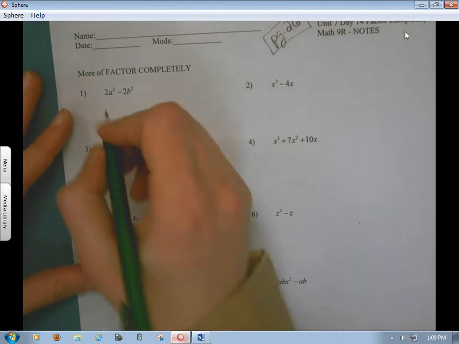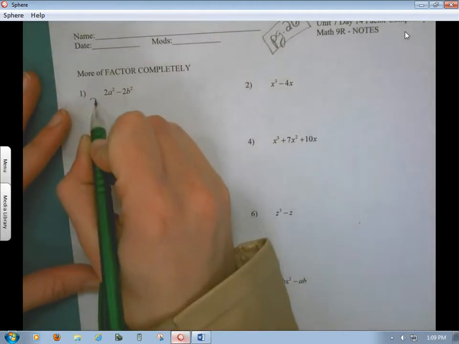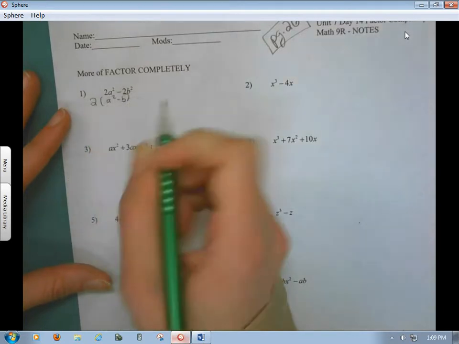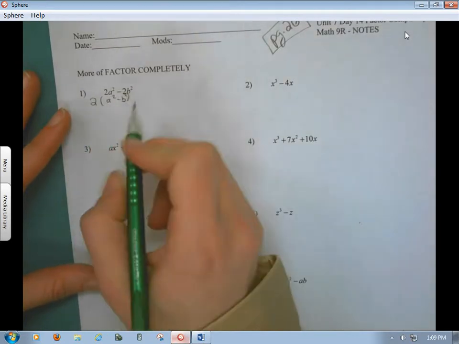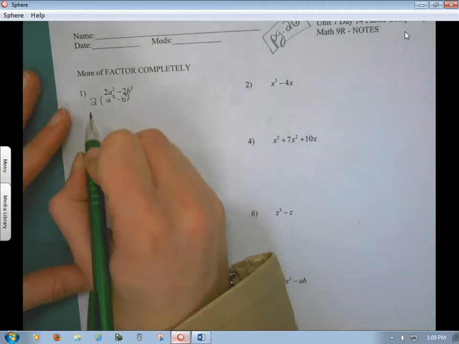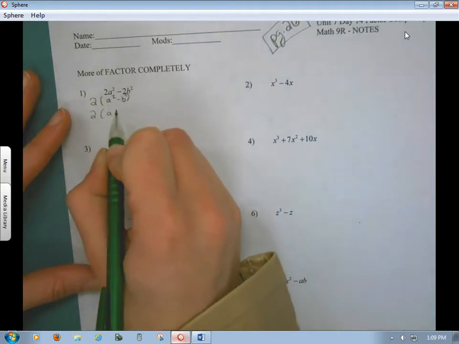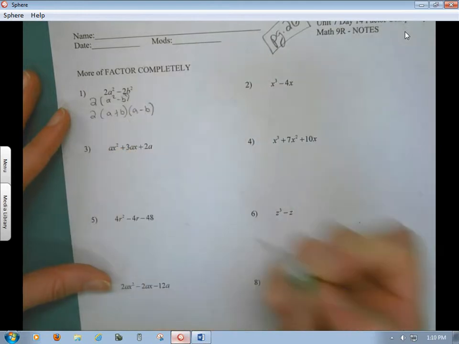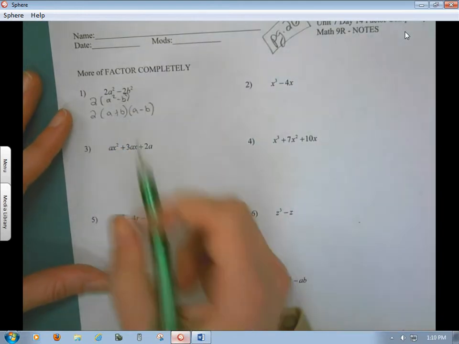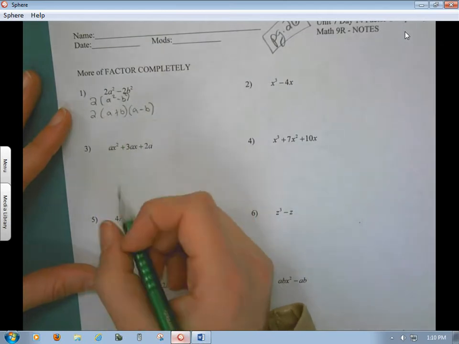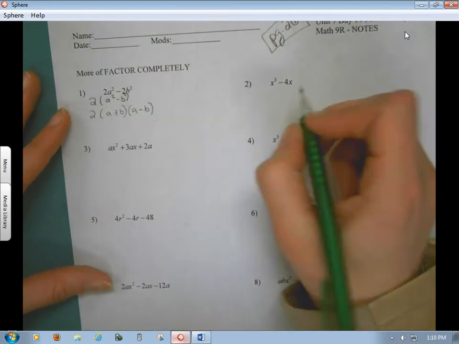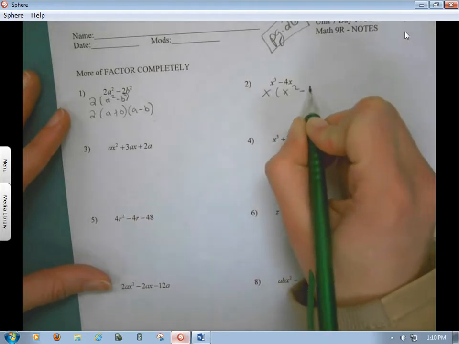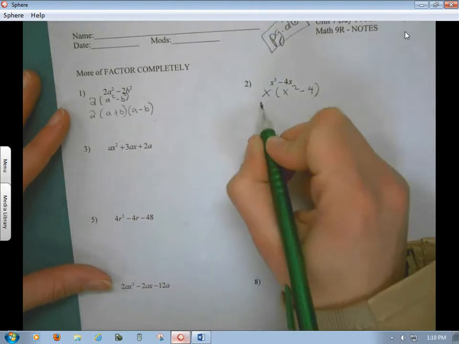Okay, so here I pull out a GCF of 2, and then I'm left with the difference of 2 squares. If you want, you can put it in the brackets, but you do not need to. And across to number 2, pull out the x. Again, difference of 2 squares.